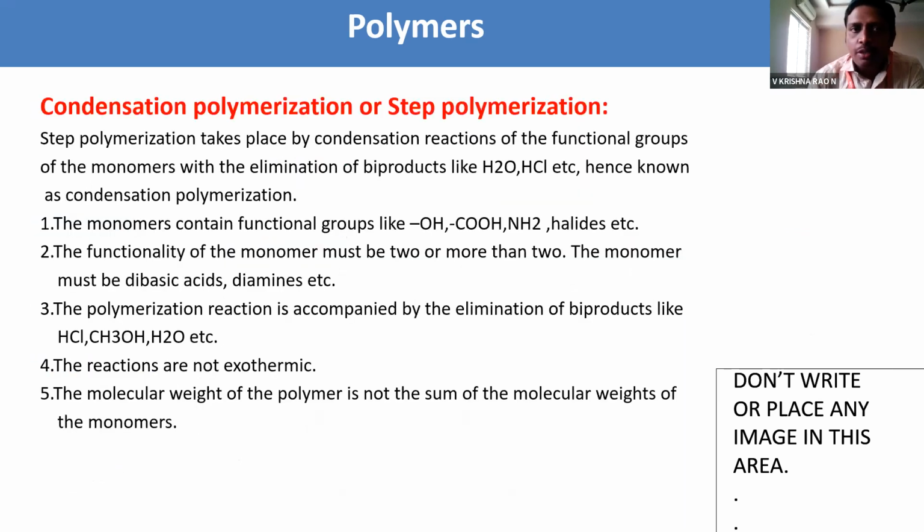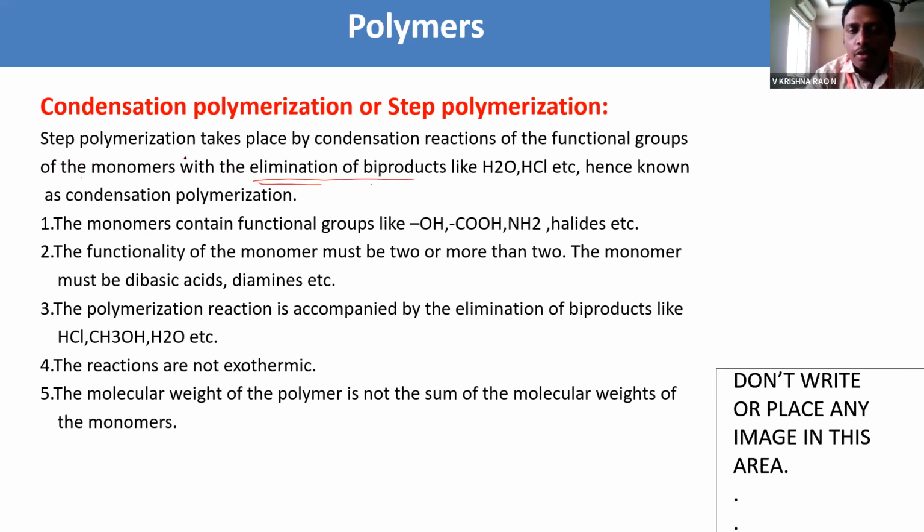Coming to condensation polymerization or step polymerization, what actually is condensation? We are condensing two monomers. Two monomers on condensation produce the polymer. Here, the condensation reactions of functional groups of monomers take place with elimination of byproducts.